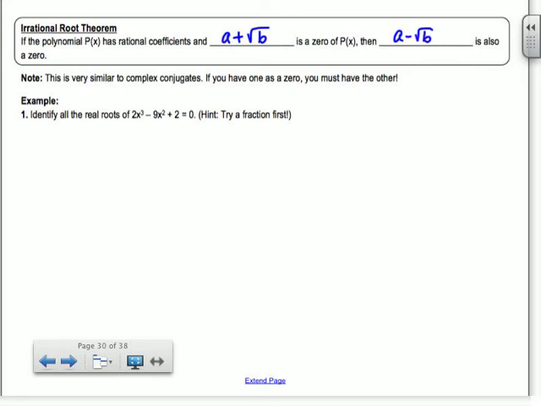So remember the conjugate theorem was if you had a plus bi, then a minus bi was also a 0. So it's very similar. So basically i's go in pairs, and also square roots go in pairs.